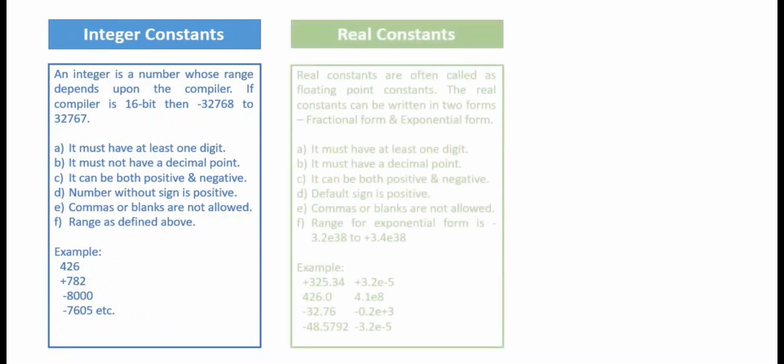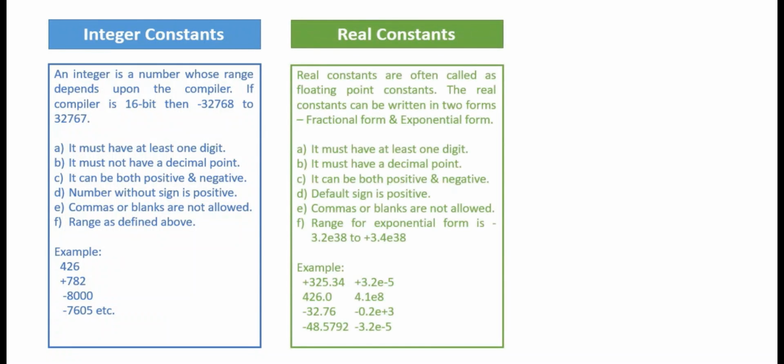Next is real constant. Real constants are often called floating point constants. These can be written in 2 forms, the fractional and exponential form. The rules for constructing a real constant are: it must have at least one digit, it must have a decimal point, it can be both positive and negative, and the default sign is positive. Commas or blanks are not allowed. If I talk about exponential form, then the range is from -3.4e38 to +3.4e38.